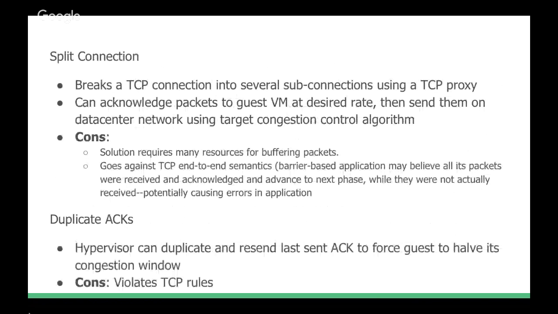Splitting the connection for guest virtual machines is another technique. The TCP connection can be broken into several sub-connections, and the packet can be sent at a desired rate using the congestion control algorithm. However, this requires many buffering resources, and the TCP connection may think all the packets were received when they were not, which will cause it to advance to a next phase. This will cause errors. Duplicate acknowledgements can be sent to halve the congestion window, but this violates TCP rules.